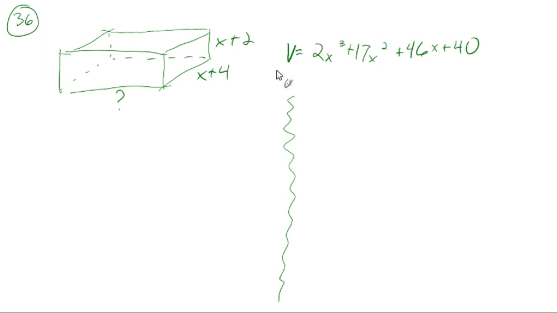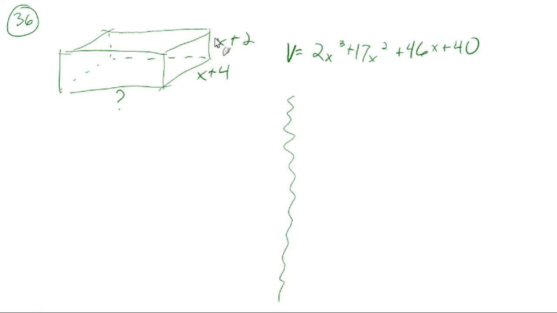So what we have is an expression for the volume, and a question of what expression represents this side. This one is x plus 2, this one's x plus 4, and this one is question mark. Well, first, the very helpful piece of information that will get us through this is that to find the volume of a box, you just multiply all the sides together. Length times width times height.